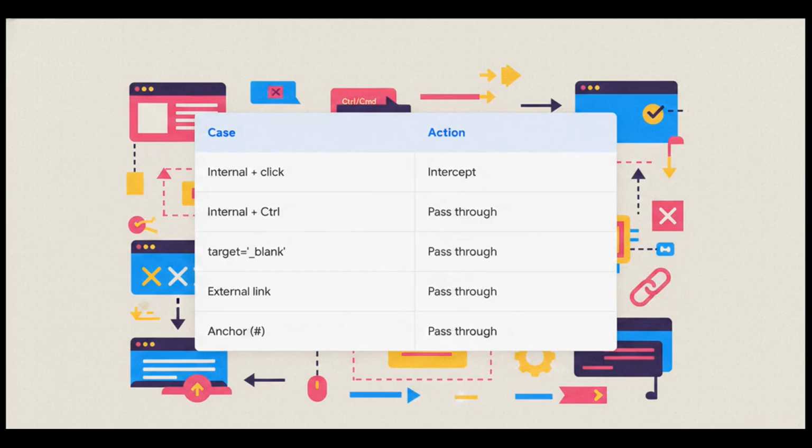Instead of the sledgehammer, use selective interception via event delegation. By setting up just one single click listener on the entire document, you can check exactly what kind of click just happened. Was it a normal left click on an internal path? Great. Intercept it and fire navigateTo. But if the user is holding control or command, or if the link has a target="_blank", or if it's pointing to an entirely different website, we have to let it pass through normally. This approach gives you that blazing fast SPA speed while totally respecting standard HTML semantics.